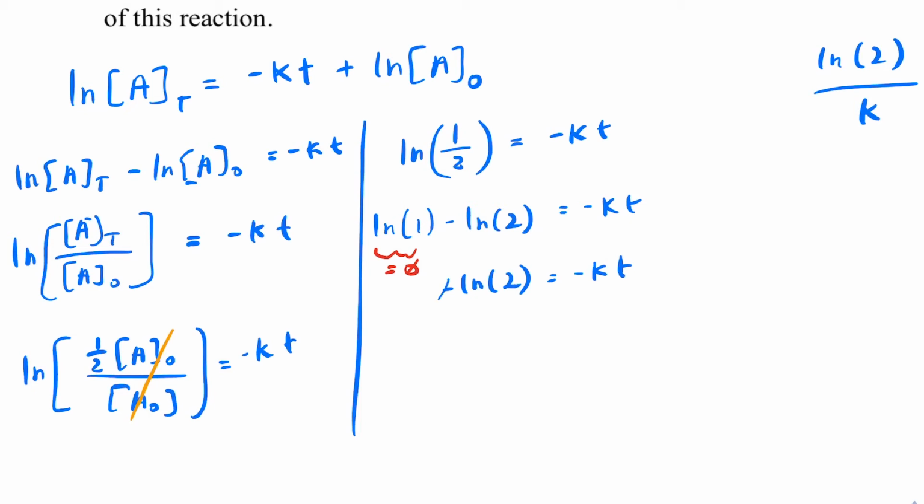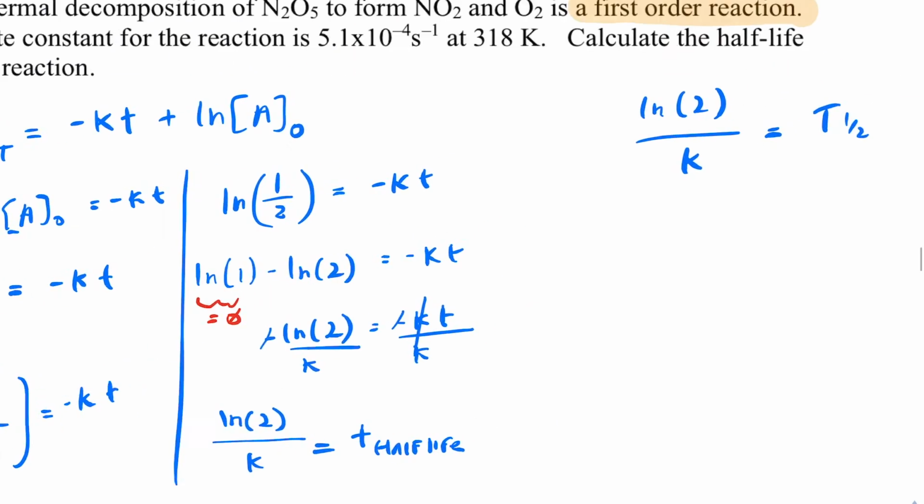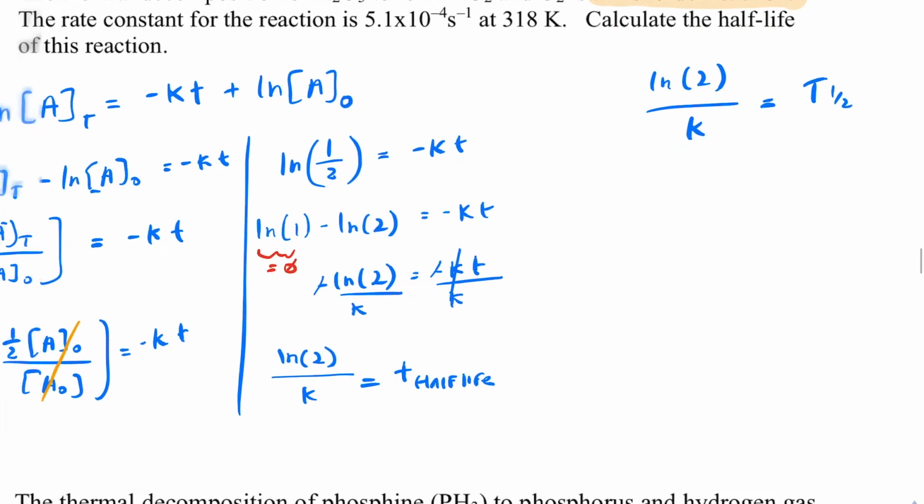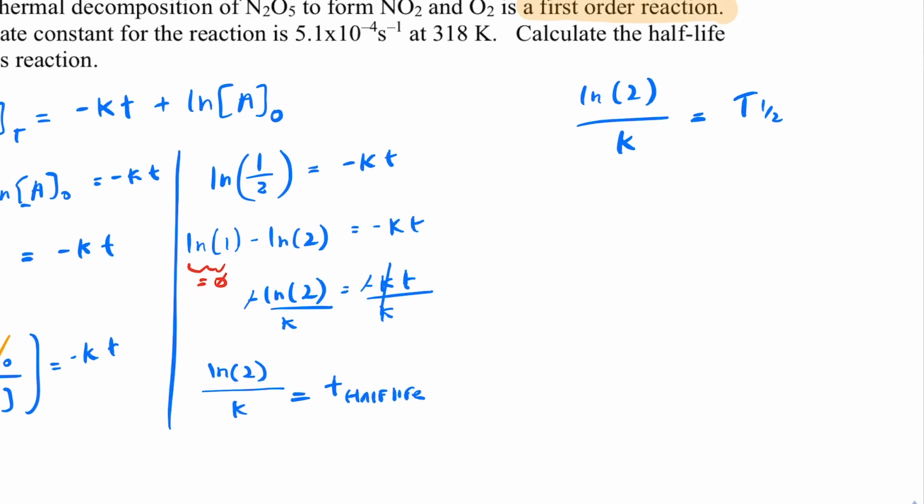The negatives will cancel, and if I divide the k over to the other side, I get the equation I was talking about in the beginning, which is the natural log of 2 over k equals my time at my half-life. Now, this time at half-life, you'll see represented in the textbook as t1/2. That's just a subscript telling you that it's the half-life time, the time it takes for you to reach half the concentration of your initial starting amount.